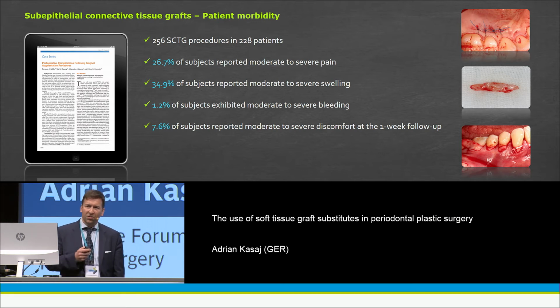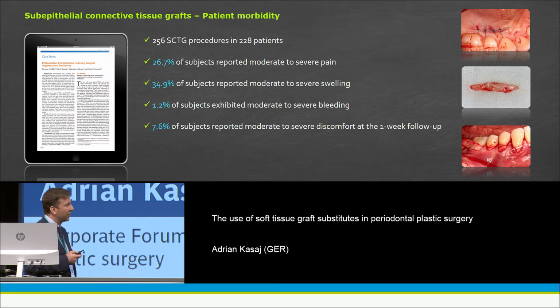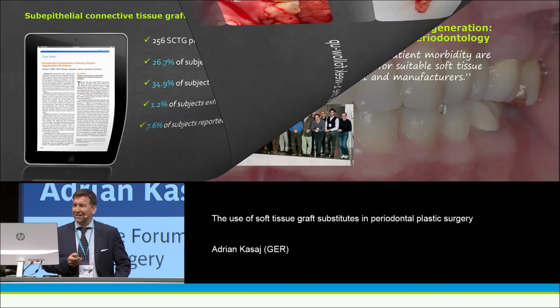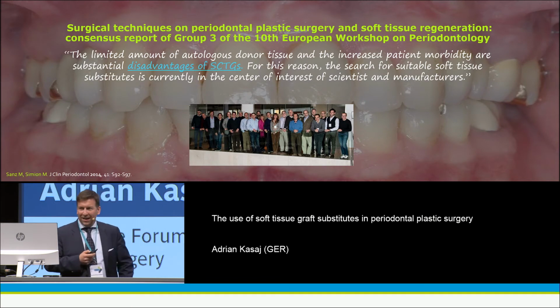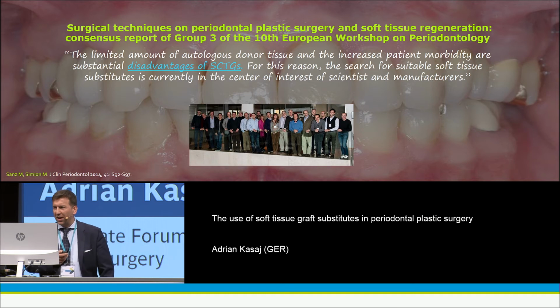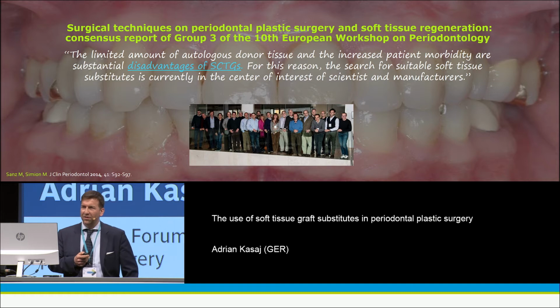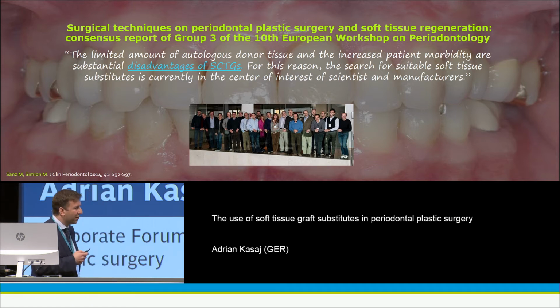Not really. So you see, okay, there is pain and also there is swelling associated with the harvesting of the autogenous grafts. So already at the 10th EFP workshop, this group 3 concluded that the limited amount of the autogenous donor tissue and the increased patient morbidity are substantial disadvantages of the autogenous connective tissue grafts. For this reason, the search for suitable soft tissue substitutes is currently in the center of interest of scientists and manufacturers.